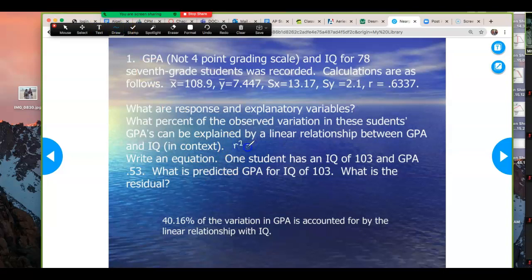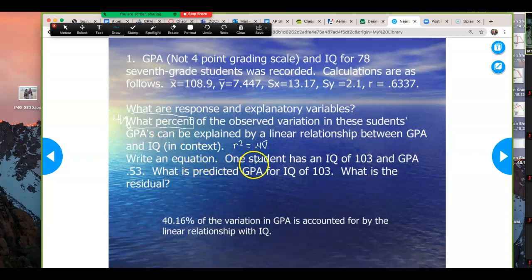That's interpreting r squared. So again, 0.6337 squared is 0.40. It says what percent? So that's 40%. 40% of the observed variation in students' GPAs can be explained by IQ. Not very good. Not very high.